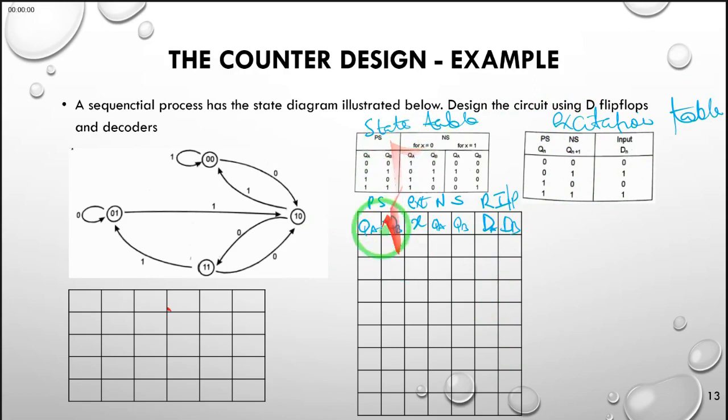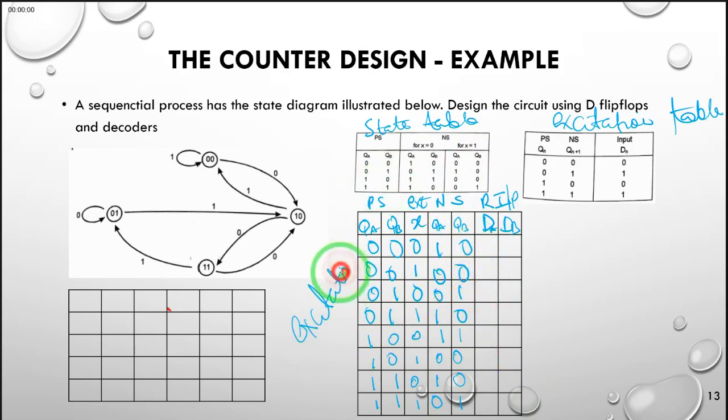So I will just fill in this data. From state 0, 0, when x is 0, we go to 1, 0. And from state 0, 0, when x is 1, we go to 0, 0. From state 0, 1, when x is 0, we go to 0, 1. And from 0, 1, when x is 1, we go to 1, 0. So I will fill in the others. So this is our excitation table. The only bit we have not filled in is the required inputs, DA and DB.